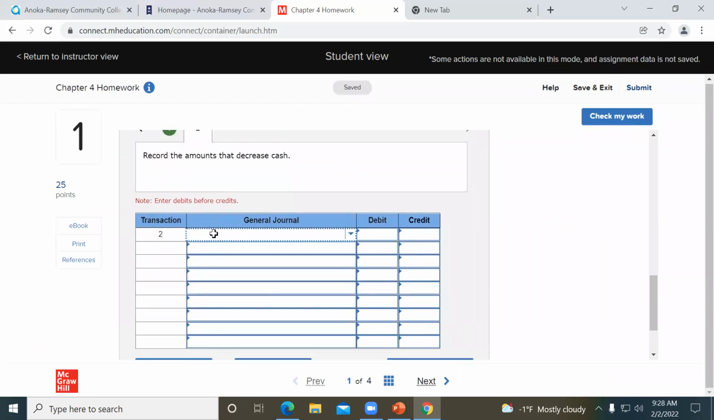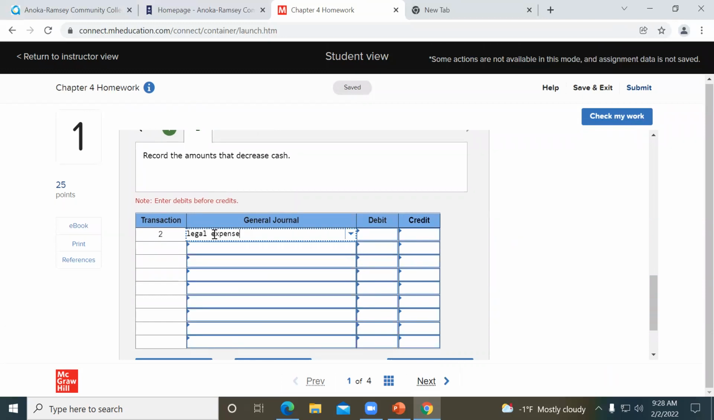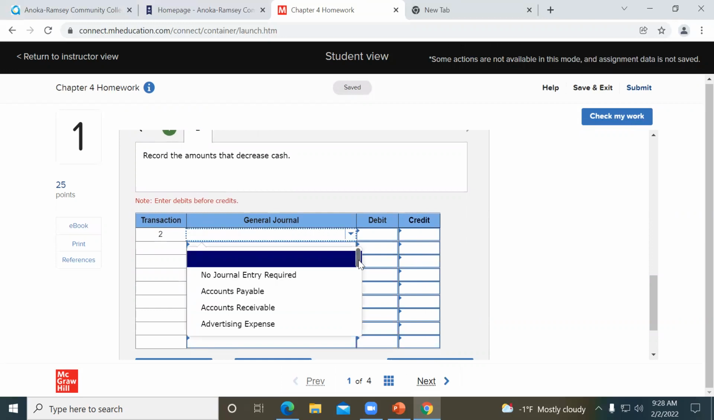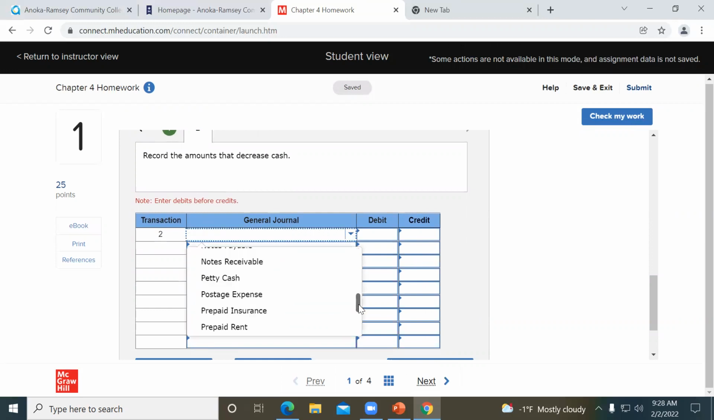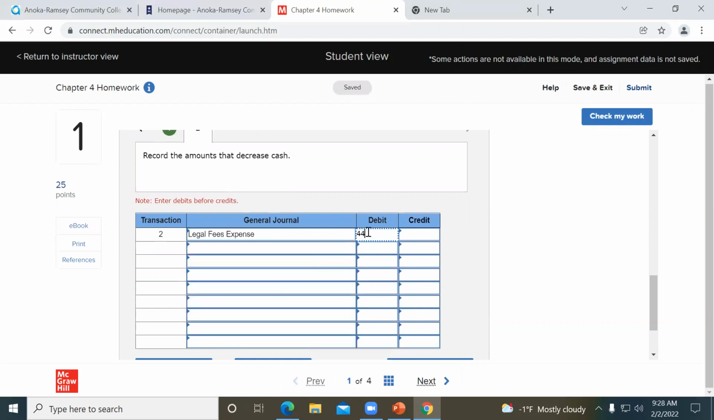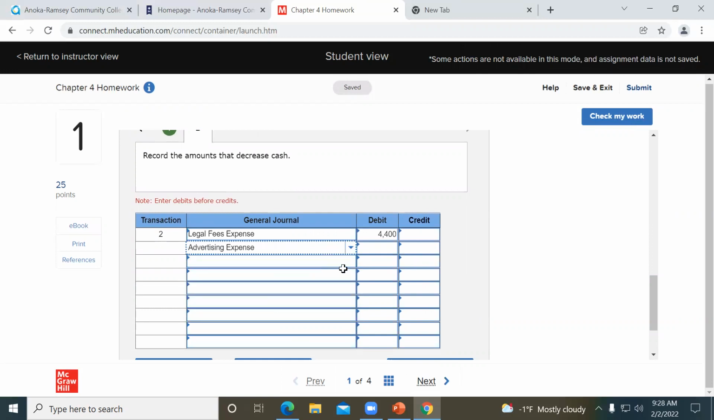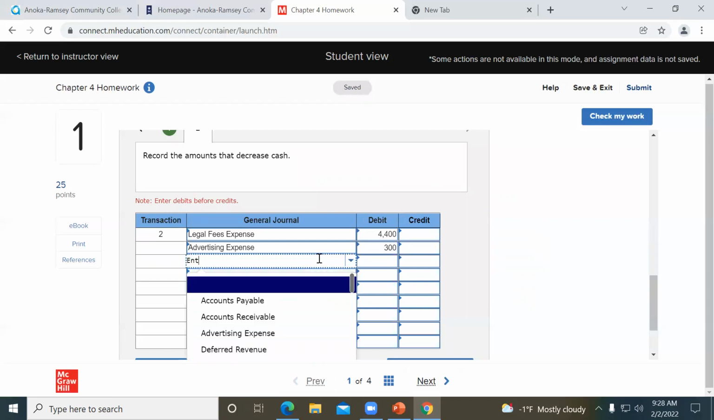Now, okay. So then we're going to take legal expense of what? 1,100 or no, 4,400, wasn't it? We have advertising expense, 300. We had entertainment expense of how much?